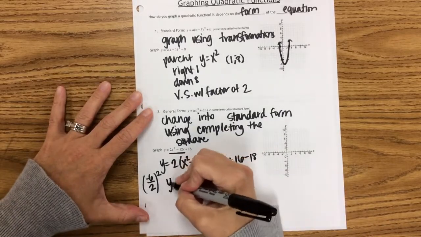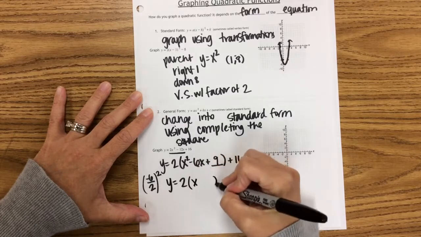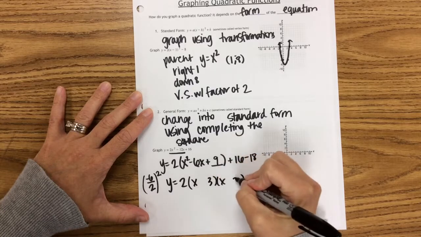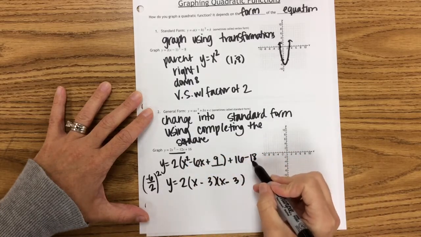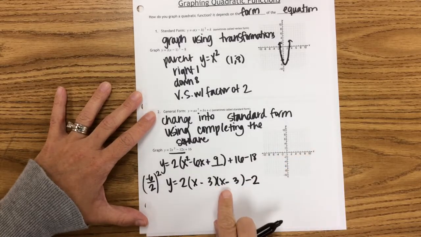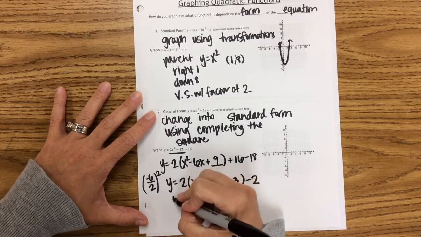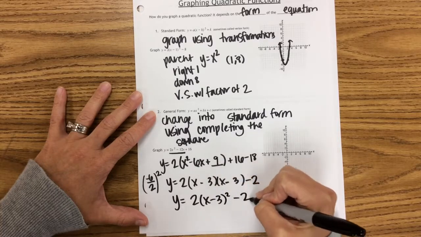So I'm going to clean this up a little bit. I'm going to factor what's in the parentheses into x and x, 3 and 3. It's a negative, so negative and negative. I'm going to write my plus 16 minus 18 as a -2. And then now that we have the x minus 3's repeated, I can write it as x minus 3 squared.